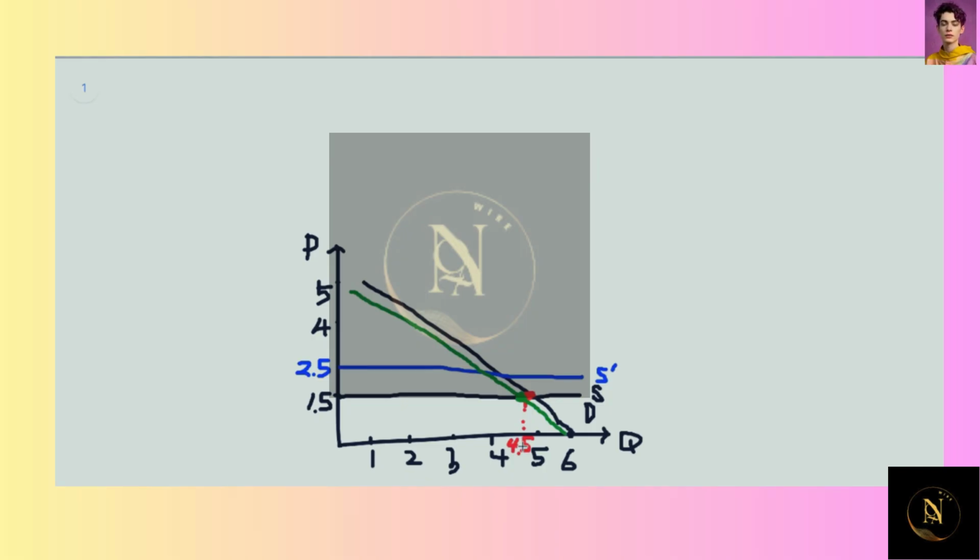So how does Cindy's decision affect the total surplus? We can see that Cindy's decision is going to make the total surplus smaller, because we used to have a bigger triangle here, right? But now with this demand curve being green, the total surplus is going to decrease.